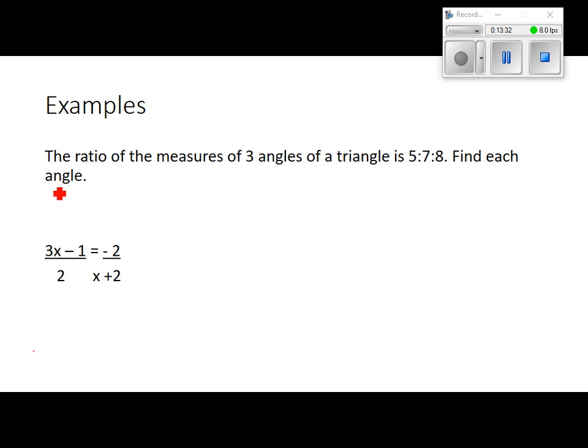The ratio of the measures of the 3 angles of a triangle is 5 to 7 to 8. Find each angle. What are we going to set up for this? 5x plus 7x plus 8x equals... I'm going to write it up here if that's all right. 5x plus 7x plus 8x. Just put an x with each one of those numbers. What do we know about 3 angles of a triangle? Add up to 180. How many x's do we have?